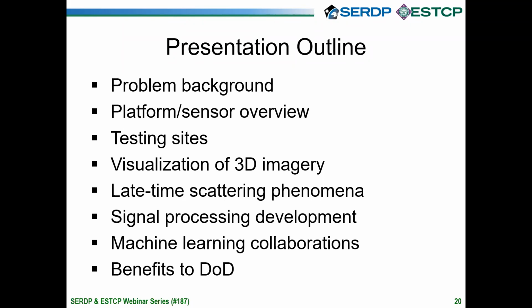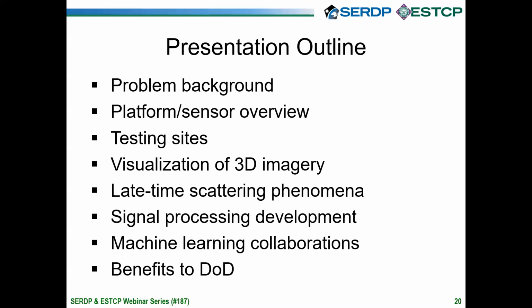This late time scattering phenomenon has been the focus of quite a bit of the signal processing development that we've been engaging in over the past year to year and a half. We'll look at two different threads where we're driving our signal processing algorithm development to better exploit the late time scattering phenomenon, to enhance its detectability and to try and separate it from background scattering, so that potentially we can mine it for more discriminatory information.